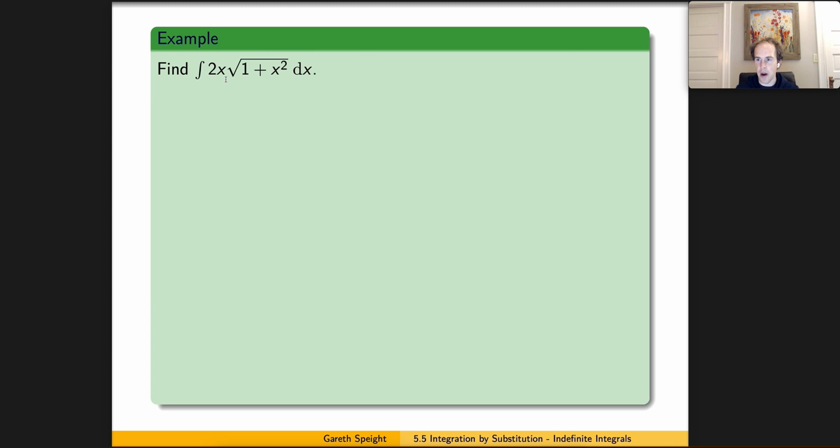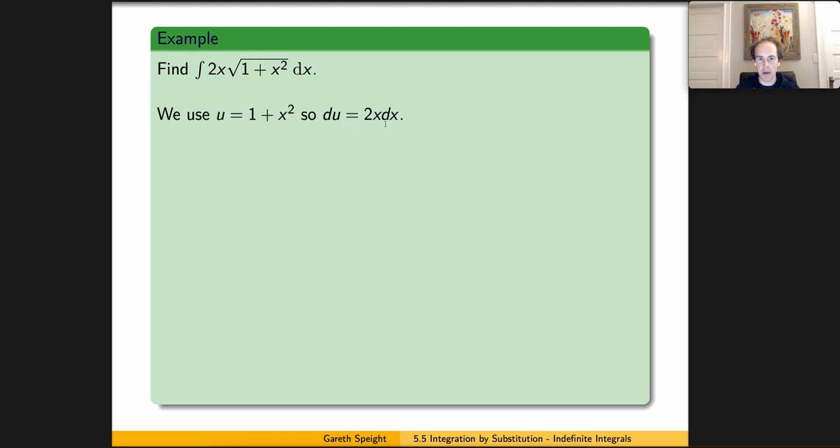So this looks like a composite function times the derivative of the inside. So we said that this is a prime candidate for doing a substitution where u is the inside function. So let's try to pick u equals 1 plus x squared. And then we want to somehow write the 2x square root of 1 plus x squared dx all in terms of u and du. Okay, so if we differentiate, we get du/dx equals 2x, so du is equal to 2x times dx.